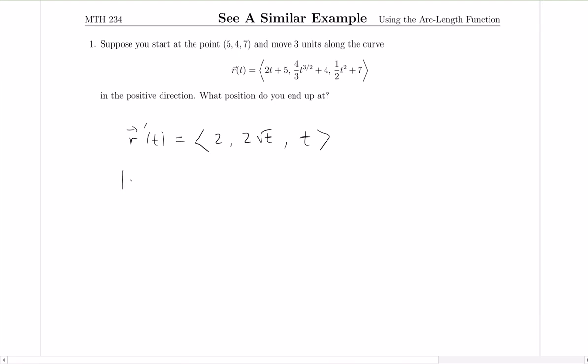Now we need the norm of that, so the length of the r prime vector. That's the square root of 2 squared plus 2 squared of t squared, which is 4t, plus t squared. But if you'll notice, the quantity under the square root sign is itself a perfect square. 4 plus 4t plus t squared is the quantity 2 plus t squared. So this is just equal to 2 plus t.